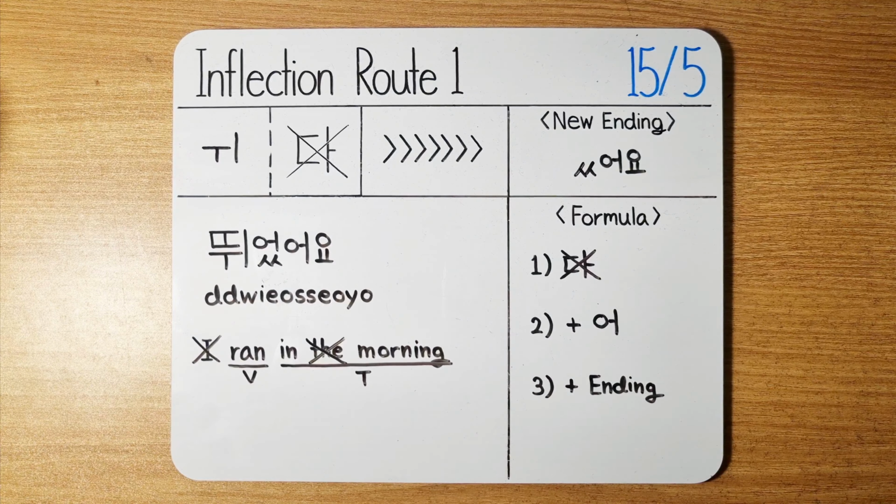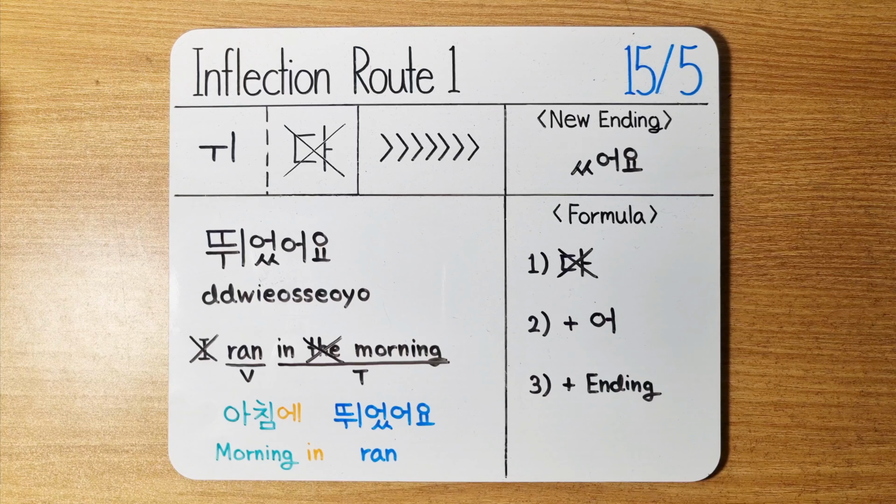아침에, in the morning, 뛰었어요, ran. So altogether, 아침에 뛰었어요, 아침에 뛰었어요. And that would be the equivalent of saying, I ran in the morning within this given context.